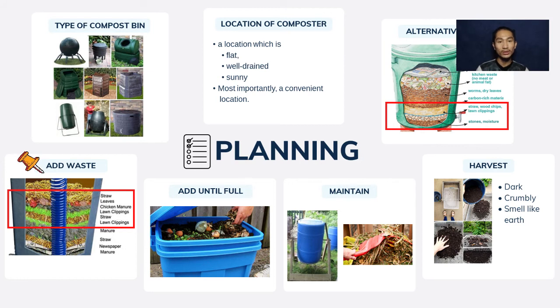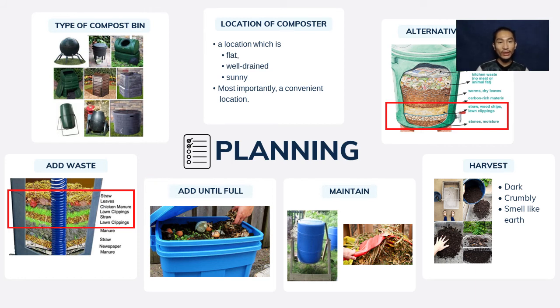And then after we have put the alternative layer, we can put waste. So we add more waste. We can put our kitchen waste, our garden waste, and then after we add waste, we add it until full. And that is the next planning step. We add until the compost bin is full.